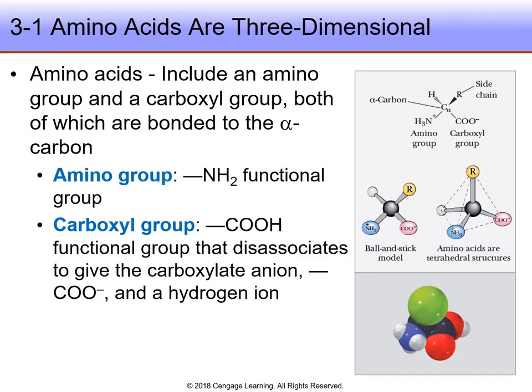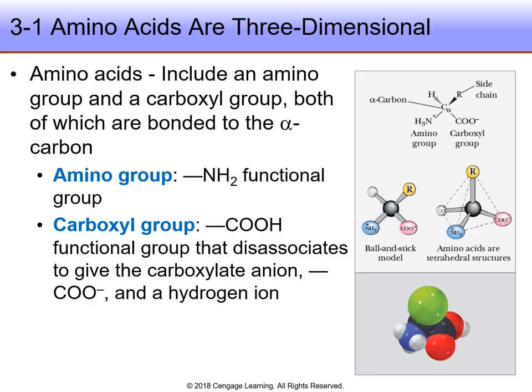Now, amino acids are three-dimensional. Among all the possible amino acids, only 20 are usually found in proteins. The general structure of amino acids includes an amino group, an NH2 functional group, and a carboxyl group, COOH functional group, that dissociates to give the carboxylate anion, COO-, and a hydrogen ion.